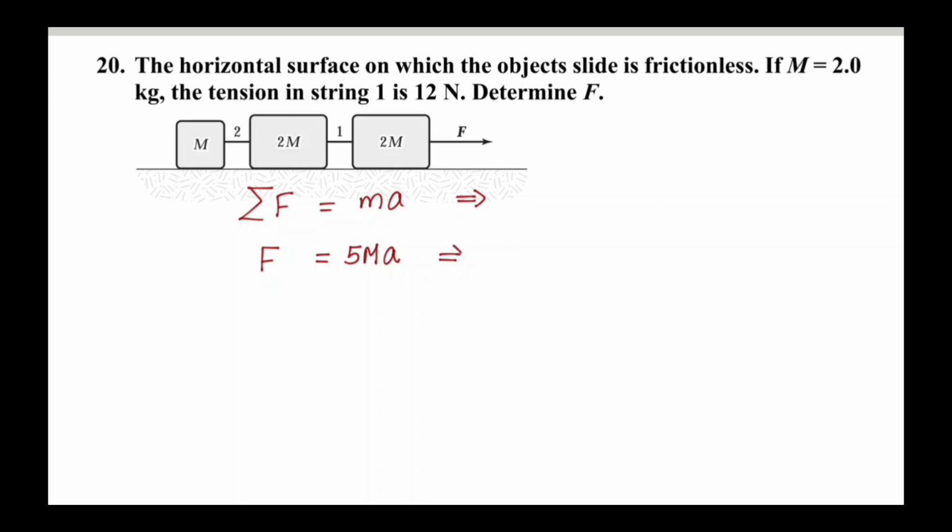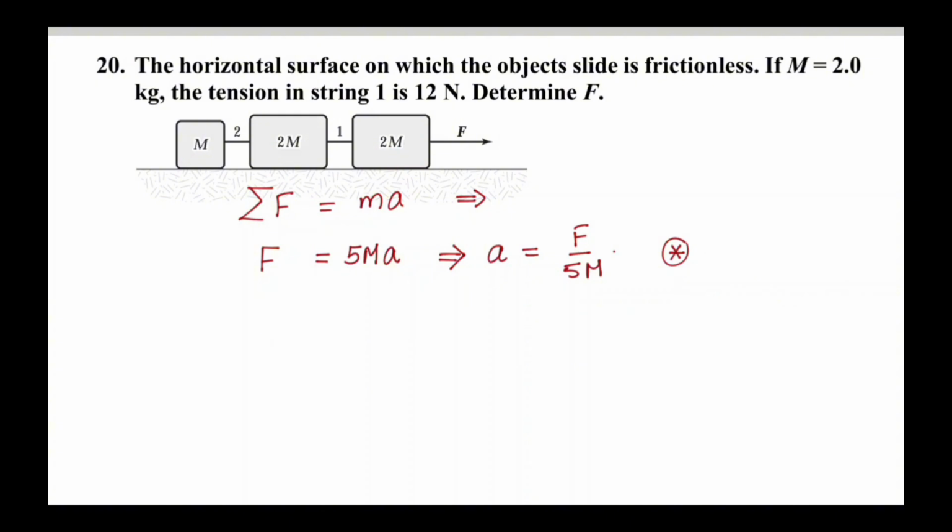times A, and in this case A equals F over 5M. Let's keep this one here. On 2M here, F minus tension is equal to 2MA.